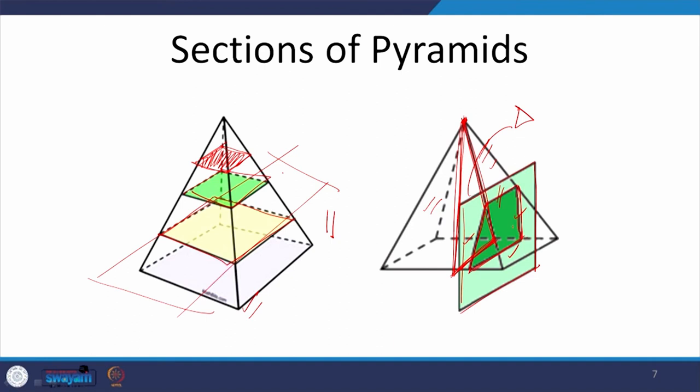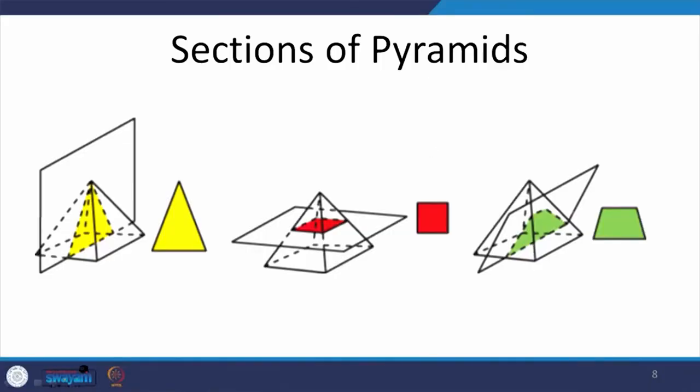quadrilateral. In case we had a pentagonal prism and the section plane is passing through 4 surfaces, we will get a quadrilateral. In case it is passing through 5 surfaces, we will get a pentagon, a distorted pentagon, and like that. So this is how we will get the surfaces in case it is inclined.